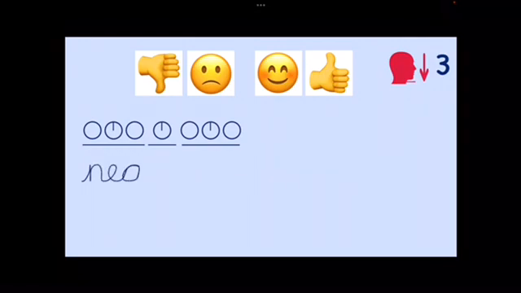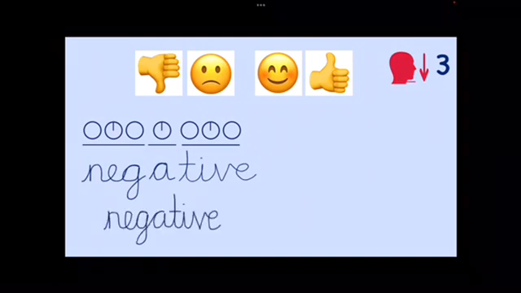N is N. E is E. G is G. Neg. Then I could hear A. A is A. And tiv. T is T. I is I. V is V, and we add an E because that V is at the end of a word. Let's join the syllables together. Negative.